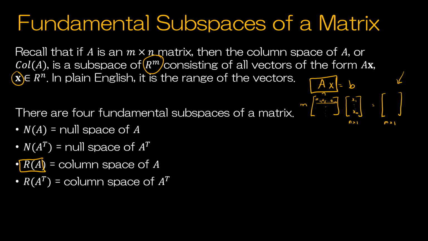So there's 4 fundamental subspaces that are going to be important to us. There's the null space of A, and there's the null space of A transpose. There's the column space of A, which is R(A), and the column space of A transpose.